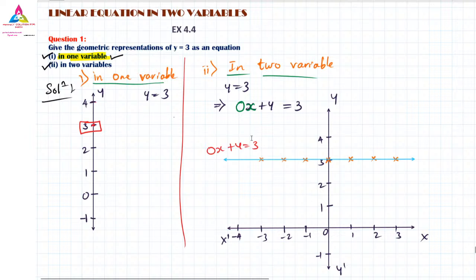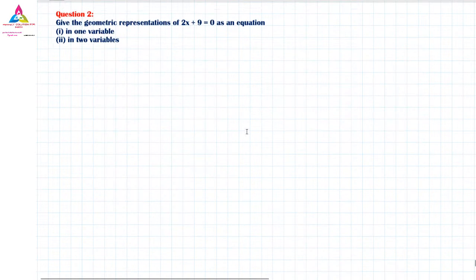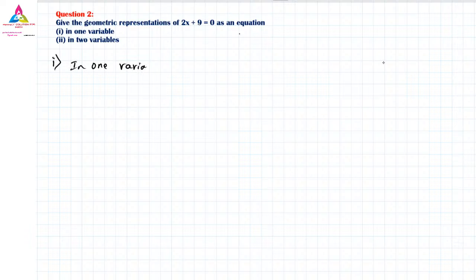Last question of this whole lesson. Here we have the second question. Give the geometrical representation of 2x plus 9 is equal to 0 as an equation in one variable. Once again the same question as one variable, and one more as two variables. So what is this answer? Again we have to move on in two parts. First one is in one variable, same method, nothing different. And the second one we can go with two variables.